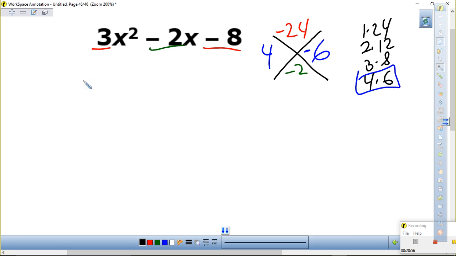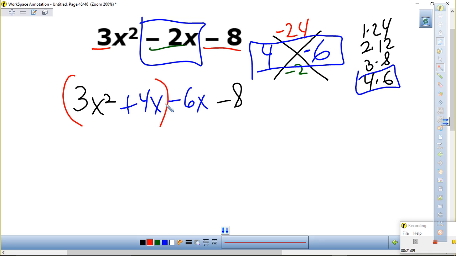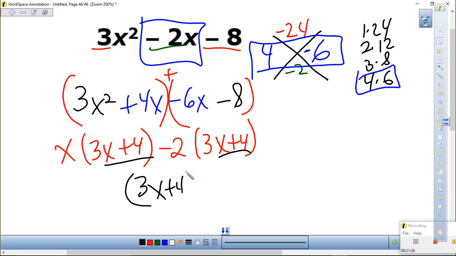Therefore, 3x squared, bring down the negative 8, and this becomes positive 4x minus 6x. Let's group this. GCF here is x. We're left with 3x plus 4. GCF here is negative 2. 3x plus 4. Therefore, 3x plus 4 times x minus 2.